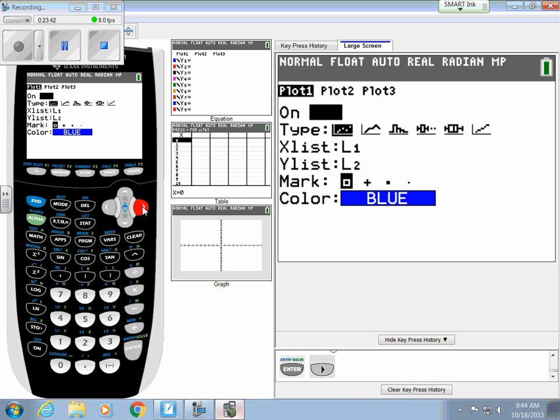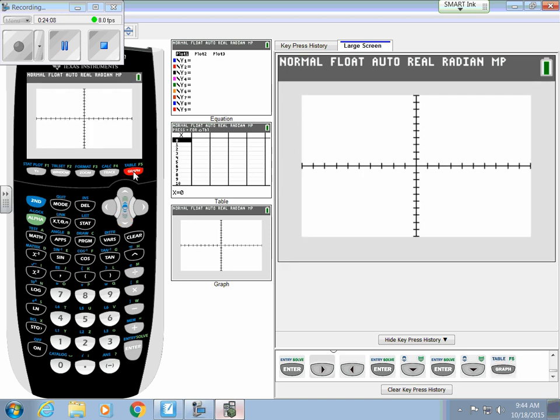So first of all, we're going to go over here, turn it on, hit enter, and we're going to go down, and this one is the scatter plot. That first one's the scatter plot. So we're going to highlight that one. L1, L2, we have it marked. So we have that, so it looks good. We've got to make sure we have all of those things selected. And we hit graph.